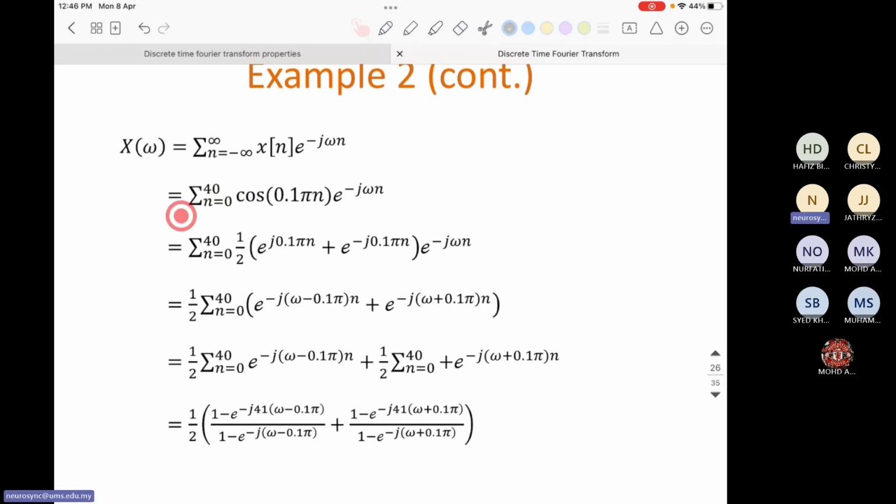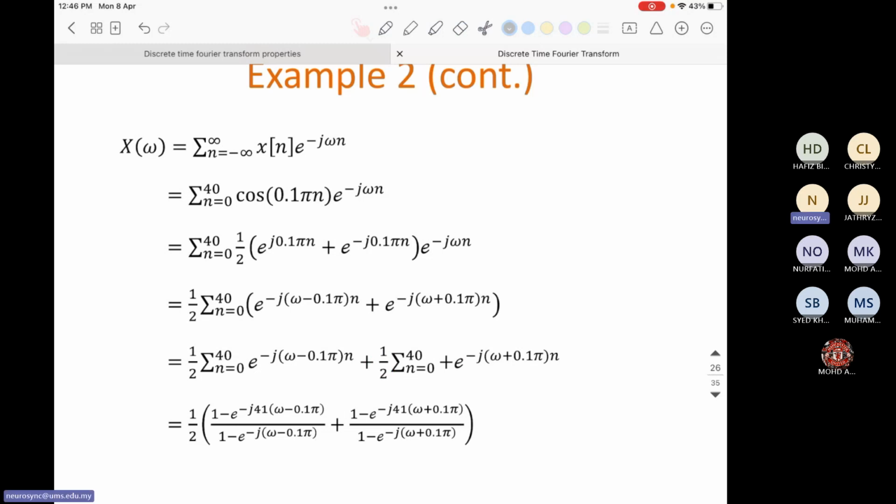Now, basically, in our case, the size of samples is given, that is from n equal to 0 to 40. Therefore, you take the summation from n equal to 0 to 40 instead of minus infinity to infinity. So if I take 1 by 2 outside, the summation of this is equal to this. Now, again, you just split up this term. So you put the summation and half here.